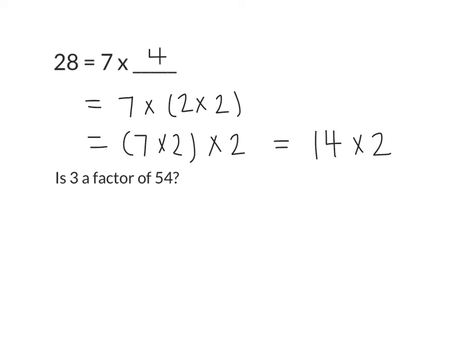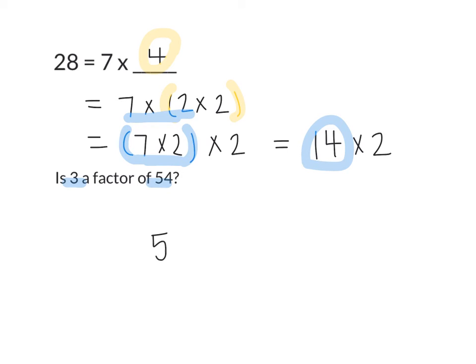Do you guys see how we use the associative property to help us find out that 14 is a factor? Right? So we can use the associative property by breaking up factors. We broke 4 into 2 times 2. So rather than saying 7 times 4 equals 28, we can say that 7 times 2 times 2 is 28. And then we can use the associative property to group these two numbers together instead to find out that 14 is also a factor. Does that make sense? Let's use this knowledge to help us figure out if 3 is a factor of 54.